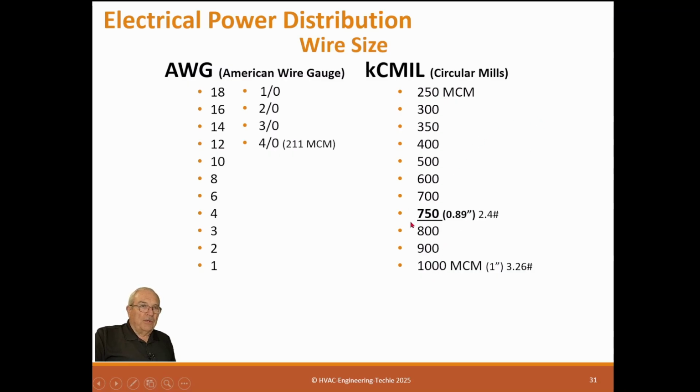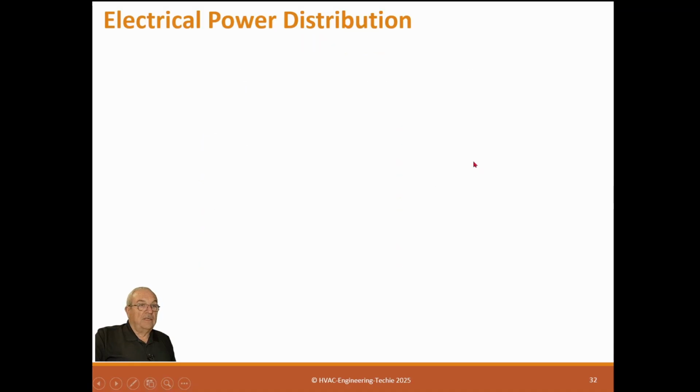But normally we don't see anything bigger than 750 on the site because of the weight. 750 MCM cable weighs 2.4 pounds per foot. So if you're trying to pull a 500-foot or 200-foot run of 3 cables, that's seriously heavy. So what they normally do is run maybe two 400s instead of one 750 because it's easier to install. So these are big cables. I don't think I've ever seen 1,000. I'm sure they're all over the place, I just haven't seen them.